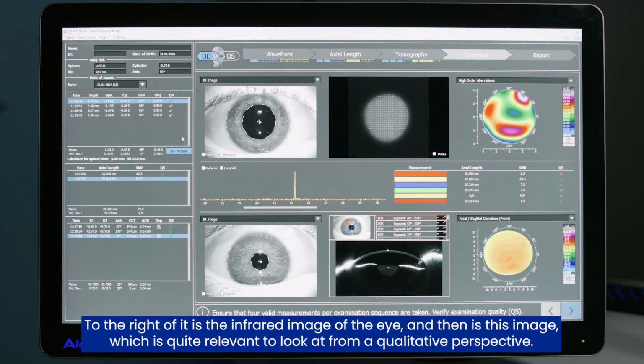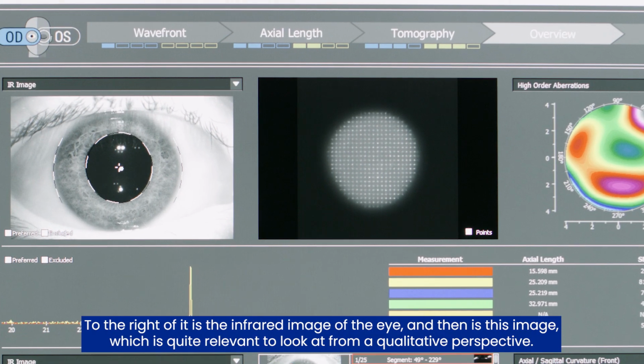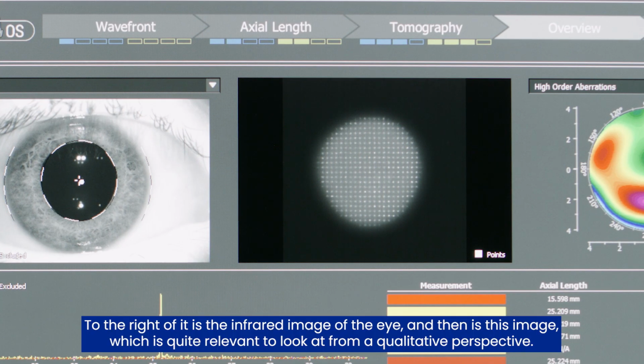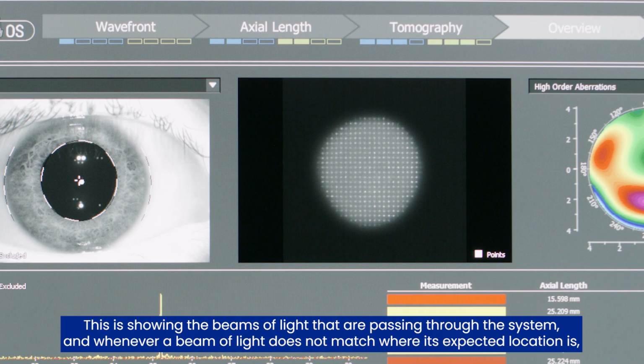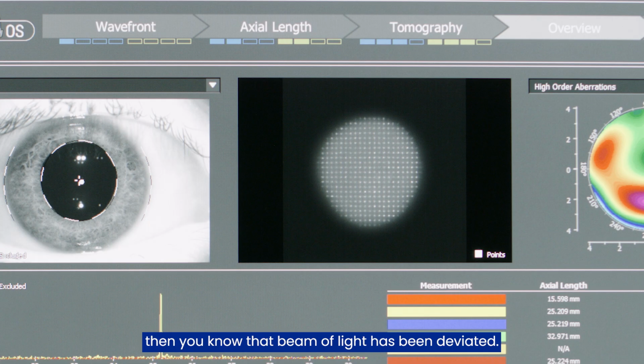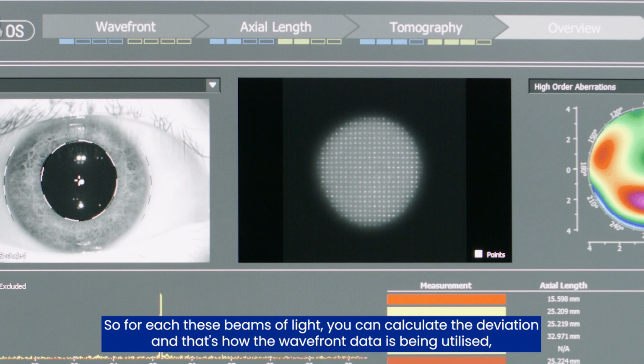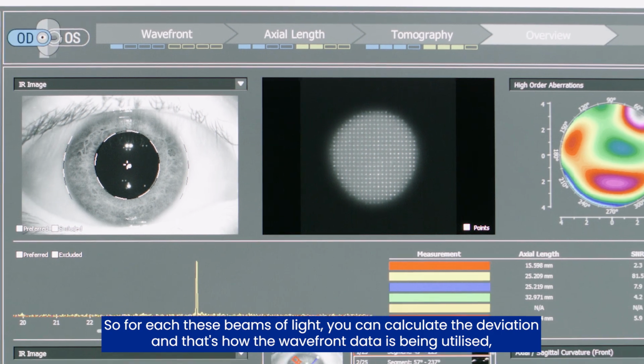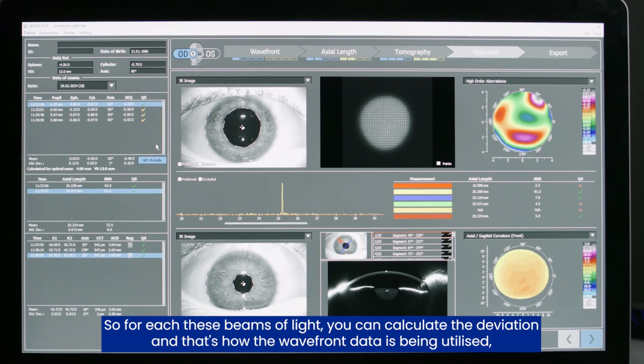To the right of it is the infrared image of the eye, and then there is this image, which is quite relevant to look at from a qualitative perspective. This is showing the beams of light that are passing through the system. And whenever a beam of light does not match where its expected location is, then you know that beam of light has been deviated. So for each of these beams of light, you can calculate the deviation, and that's how the wavefront data is being utilized.